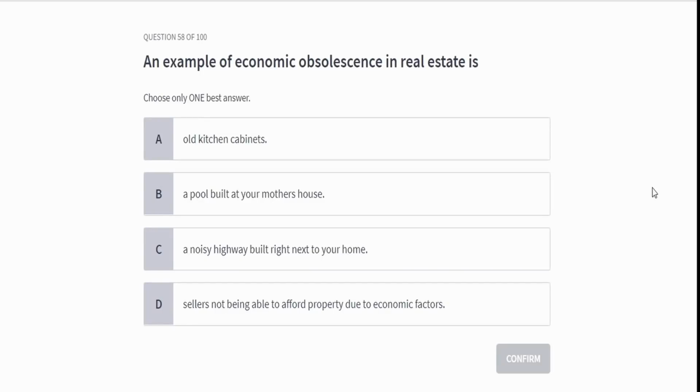All right, so 58. An example of economic obsolescence in real estate is, and it gives us 4 options. A, old kitchen cabinets. B, a pool built at your mother's house. C, a noisy highway built right next to your home. Or D, sellers not being able to afford property due to economic factors. So, like always, have some time to think about that question and come up with your answer. So, what is an example of economic obsolescence in real estate? Go ahead and figure that out now.